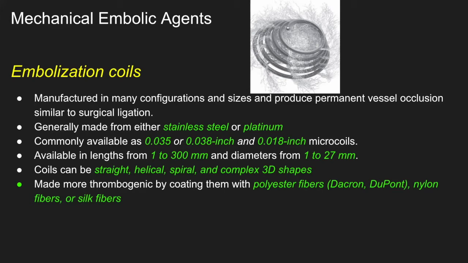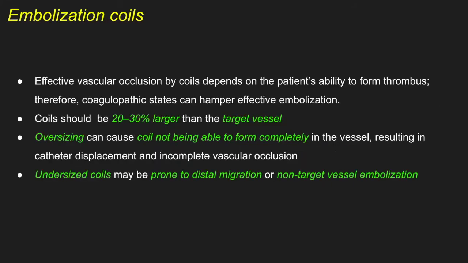Coils can be straight, helical, spiral, or complex 3D shapes. Made more thrombogenic by coating them with polyester fibers. Now, the effective vascular occlusion of coils depends on the coagulation status of the patient, because it depends on the patient's ability to form thrombus. So it is less likely to use coils in patients who are at high bleeding risk.